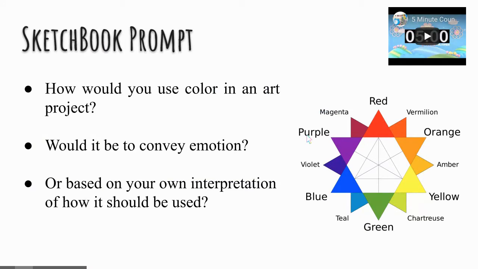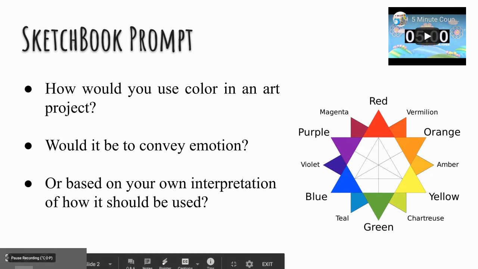So in your sketchbook today, I know we typically do our Zentangles, but I would like to see just what you come up with in your thoughts. So how would you use color in an art project? Would it be to convey emotion? Meaning, would you use lots of reds if you're feeling angry for the day, or would you use the cooler colors like the blues and teals and violets and purples in order to have something peaceful? So using the markers or crayons that you have at your desk, I just want you to go in and start adding in how you would interpret it.